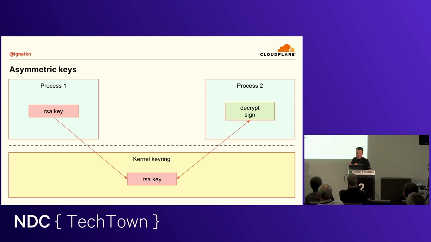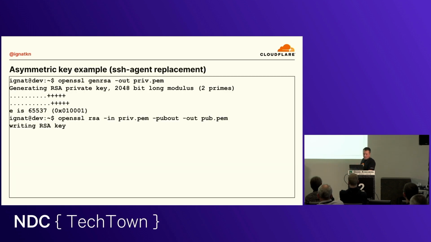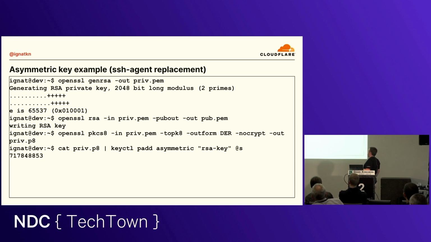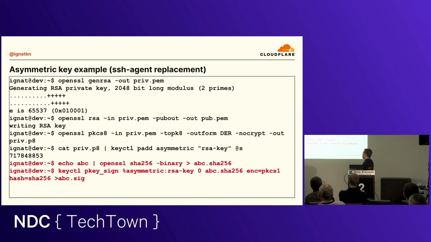So you can either decrypt or sign. Here is a simple example. Let's generate a simple RSA private key. Now we also need to convert it to PKCS8 format, because this is how the kernel understands asymmetric keys. And now we can add it to a session keyring, for example. Then we can create some test data and ask the kernel to sign this data with the kernel object.